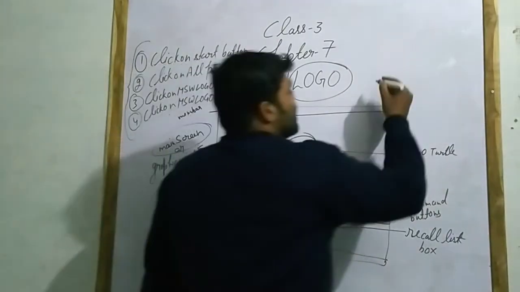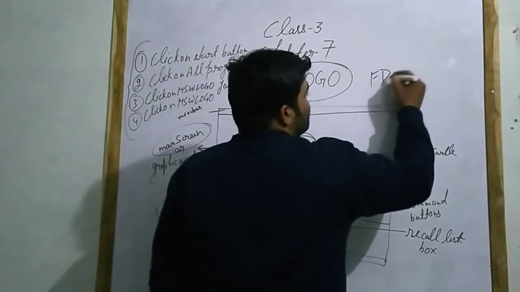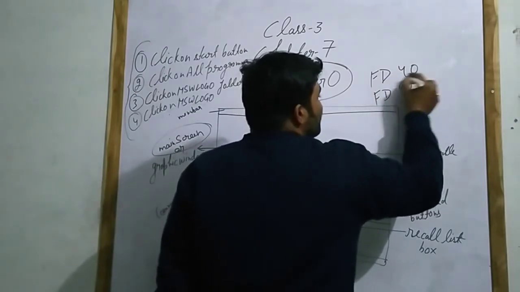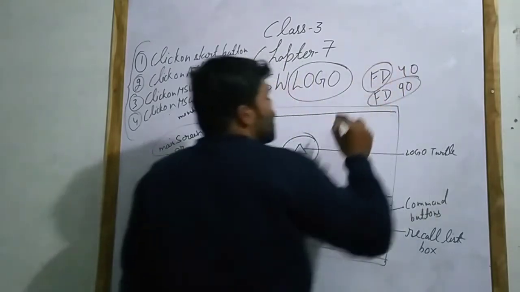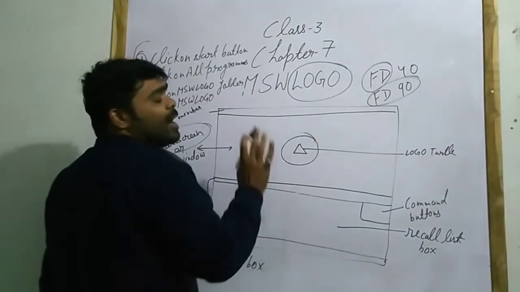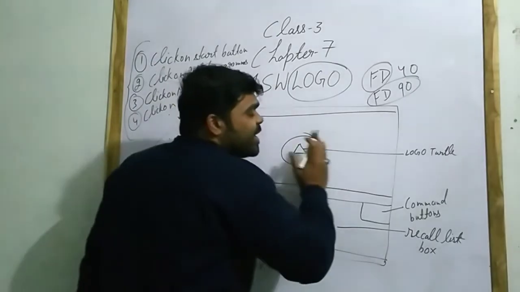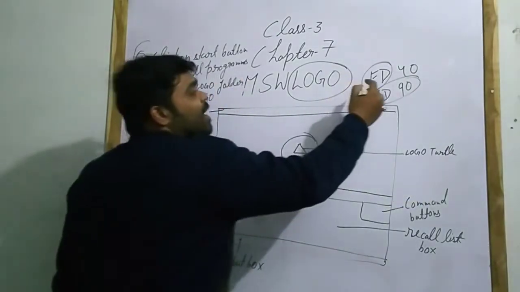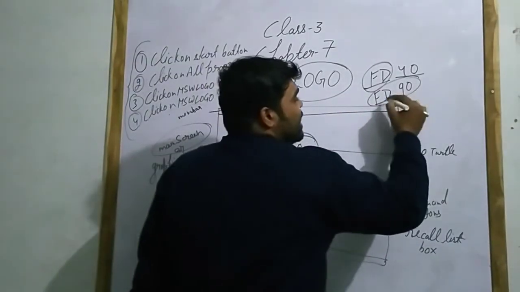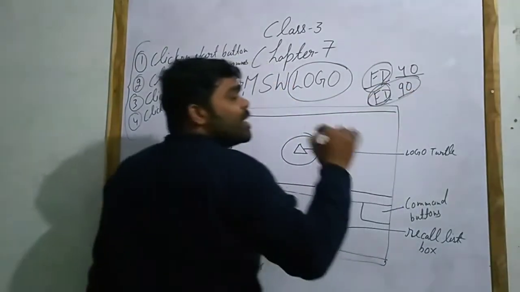Suppose you have given FD 40 or FD 90. FD is the short form of forward. When you type FD 40, the turtle will move 40 steps forward. FD means forward and 40 is your steps. FD 90, FD forward and 90 is your steps.